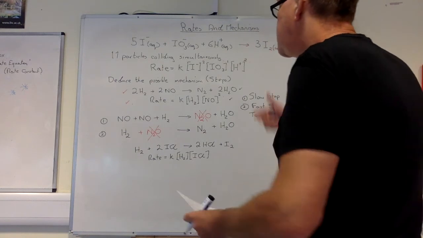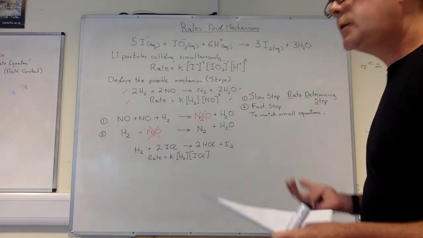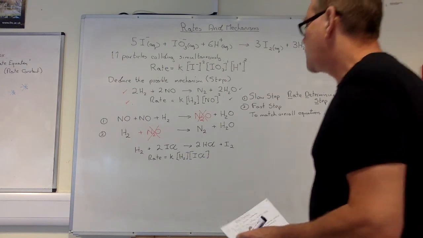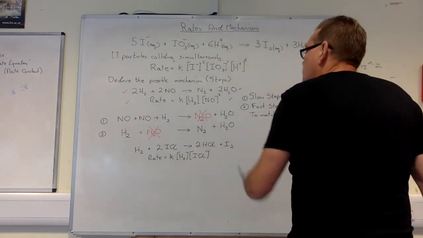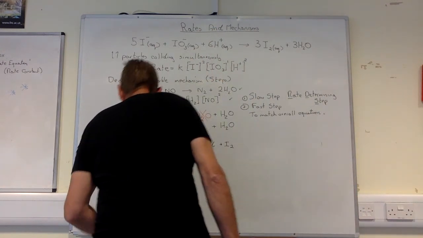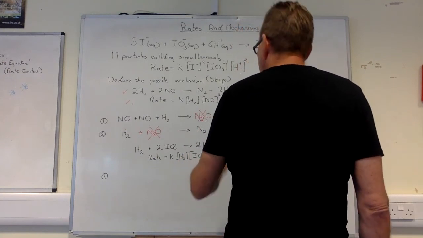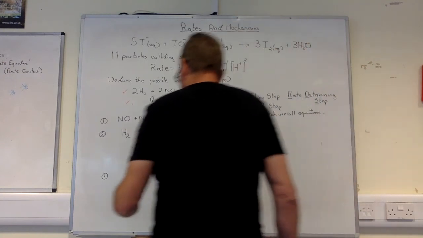Right, stick to your guns, stick to the process. In a way, it's harder to explain than to actually do. So, right, first step, the rate determining step, step number 1. Go to your rate equation. That defines the first step, right? Right, so here we go.